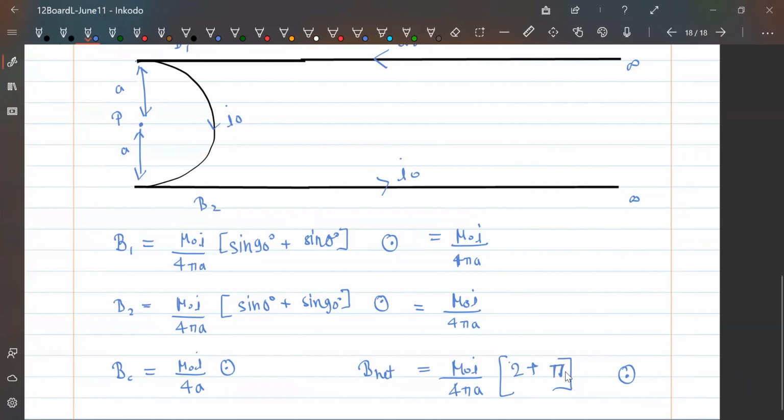Is this clear? See, calculation is very easy because you already remember the formulas. Of course, you have to memorize the formulas. The direction can be a challenge. So for that, you can either take a very small element or you can use your right hand thumb rule and easily figure it out.